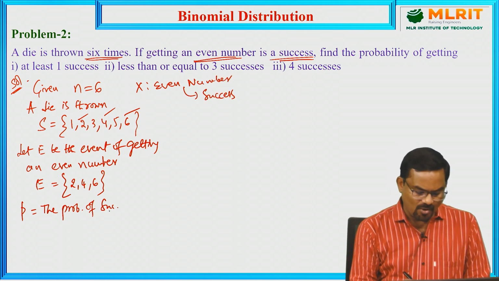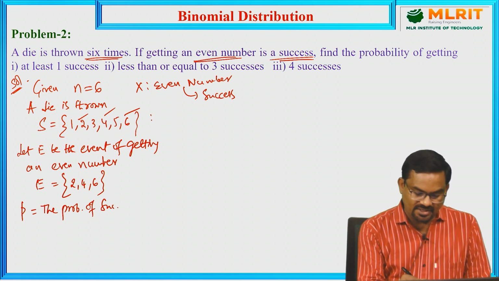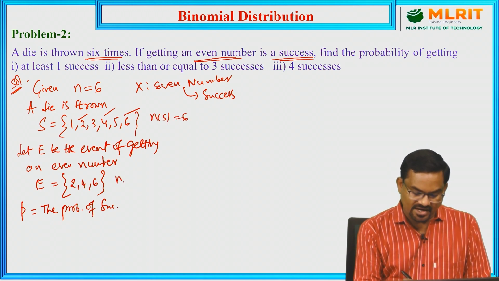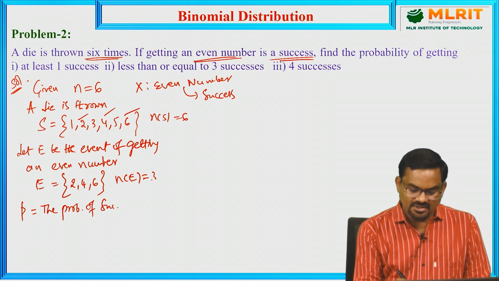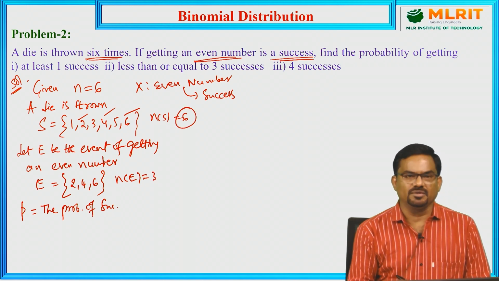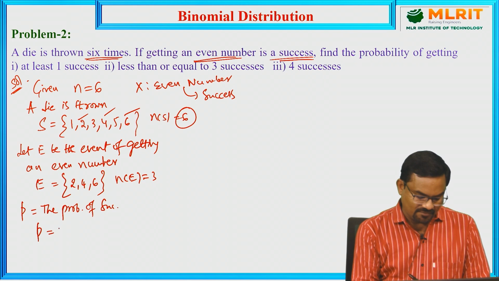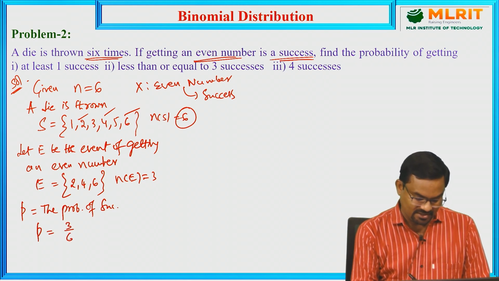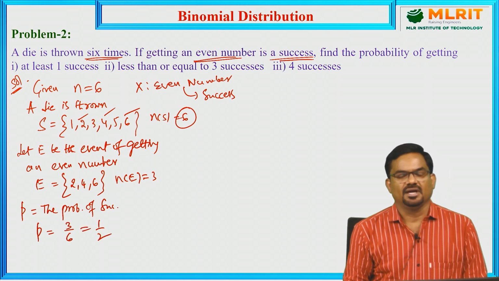So, the probability of success: here n of S is 6 and n of E is 3. Out of 6 outcomes, 3 are favorable for us. So, the probability of success, small p, is given by 3 by 6, which results in 1 by 2.